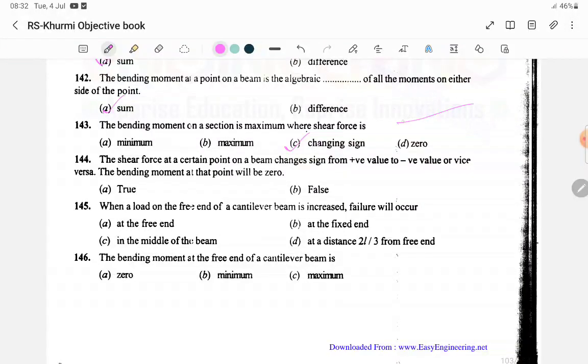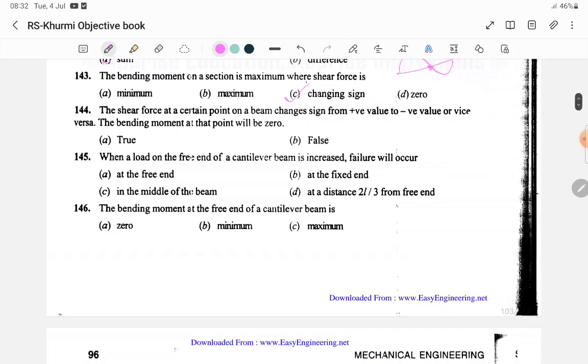Why this is given we don't know. This is the shear force. It is changing here, meaning that the shear force is 0 here. We can select that one also. The shear force at a certain point on a beam changes sign from positive to negative value or vice versa. The bending moment at that point will be 0. No, it will be maximum. So false.